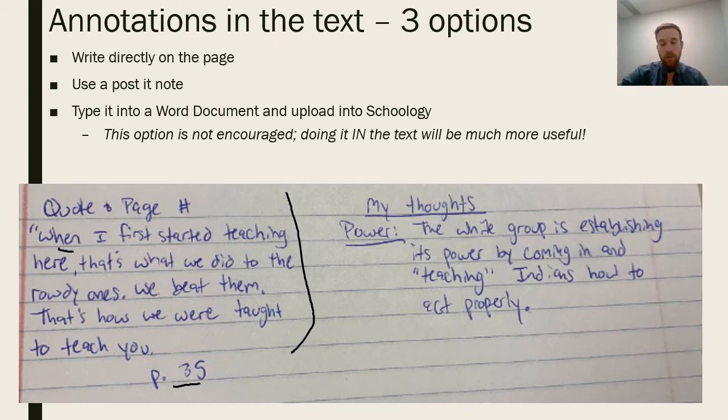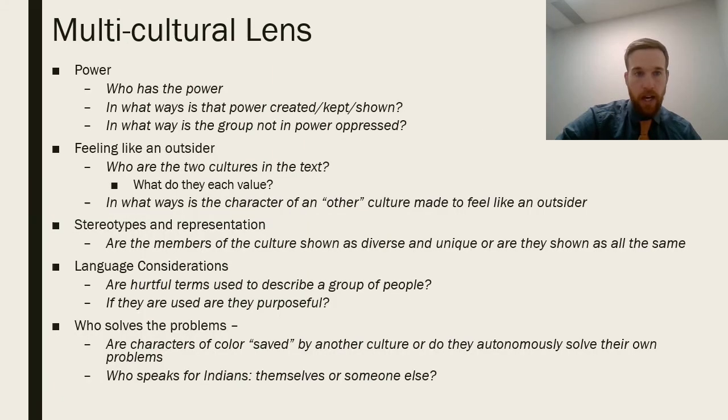And then I have my thoughts. Which one am I focusing on? I'm focusing on the power aspect. The white group is establishing its power by coming in and teaching Indians how to act properly. And I'd probably give a little more thought to how the teaching is in parentheses. So that's the last option. Those are the three ways that you can try it out.